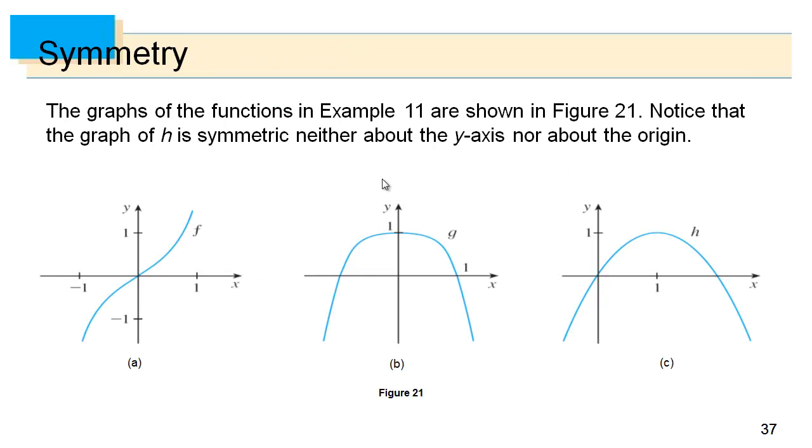Here's the graph. You can see the first one was odd because it's symmetric with respect to the origin. The second one was symmetric with respect to the y-axis, right? It's left and right symmetry, so we know it's even. And the third one is not symmetrical with respect to either of them. It's actually, you know, if you care, symmetrical with respect to the line x equals 1. Right? It's symmetrical around that. But that's not what even is, right? Even is symmetrical with respect to the y-axis.